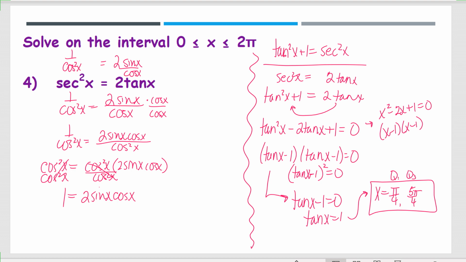Okay, that is going to be it for these first 4 examples. I'll come back with another video for examples 5 through 8.